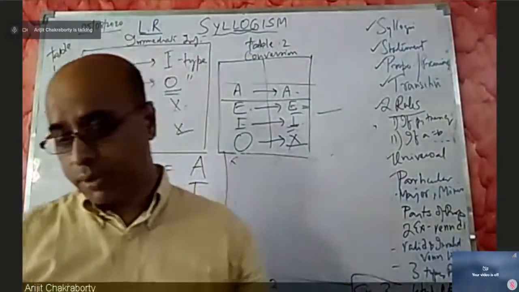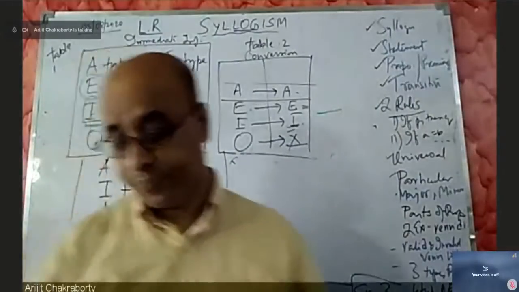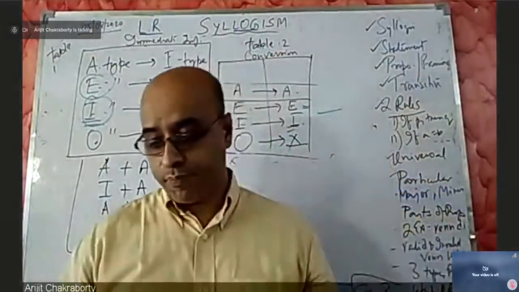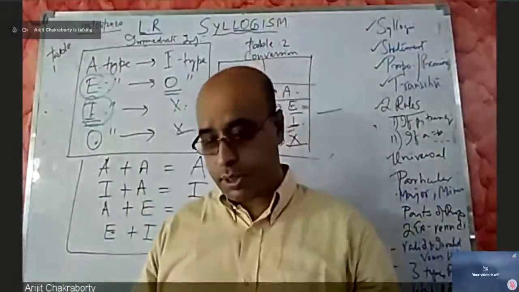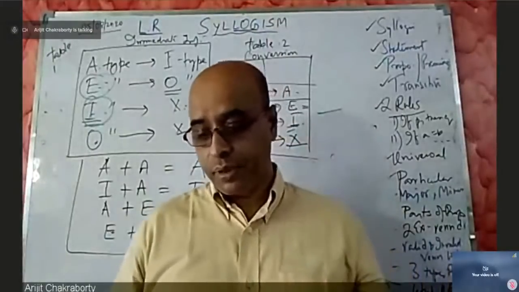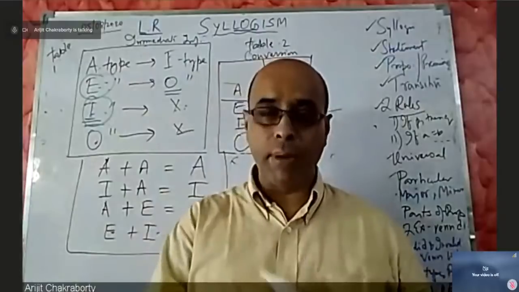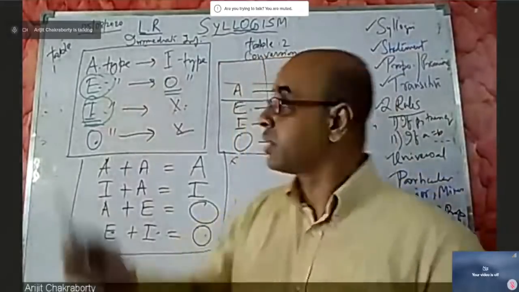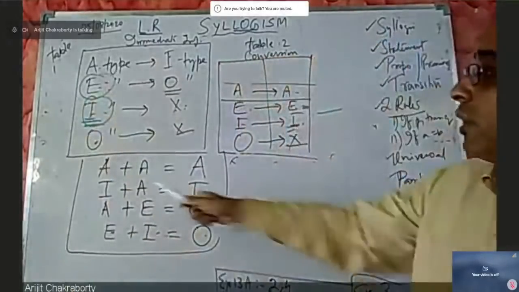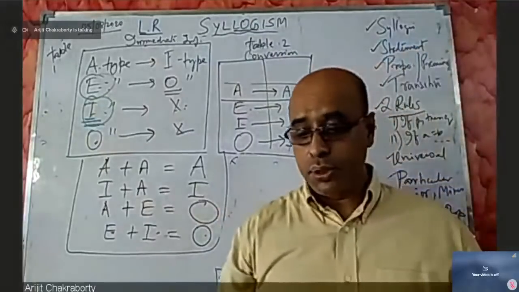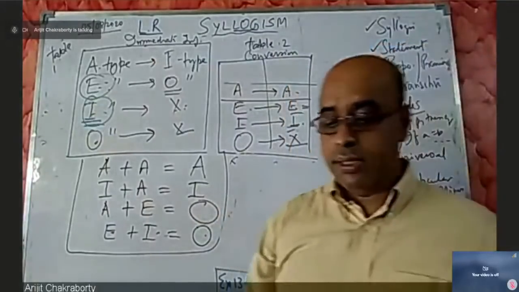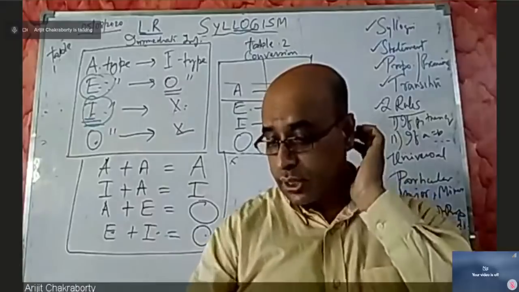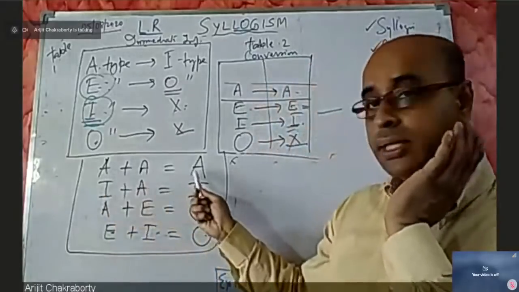Now let us see number 3. Number 4. We are taking number 4. All pens are cups. All cups are bowls. So both are A type. All pens are cups. This is A type. All cups are bowls. This is also A. A plus A will give you A. Okay. So what will be the conclusion? All pens are bowls. But can you say all cups are pots? No. So if you see the question, number 4, A plus A is A.